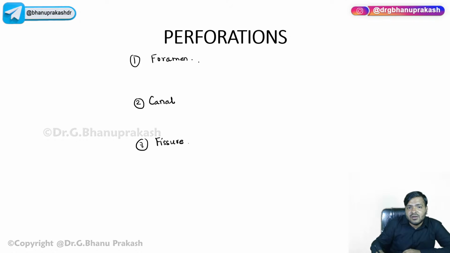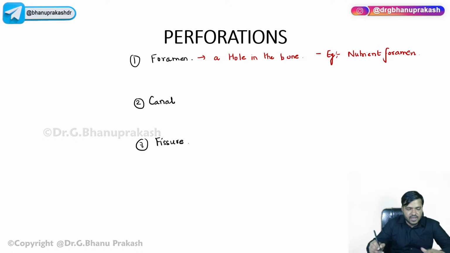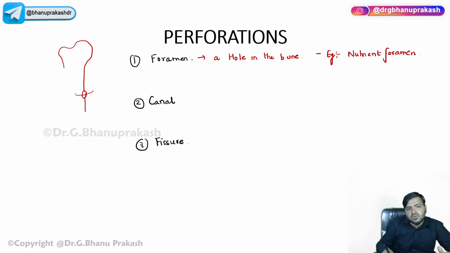Foramen basically means a hole in the bone. So for example, you already know we have the nutrient foramen in the long bones. Let us suppose that this is the long bone, and in the diaphysis, you will see a foramen through which the nutrient artery is entering into the bone. Right? So that is the nutrient foramen.